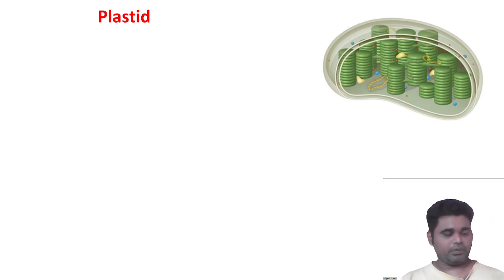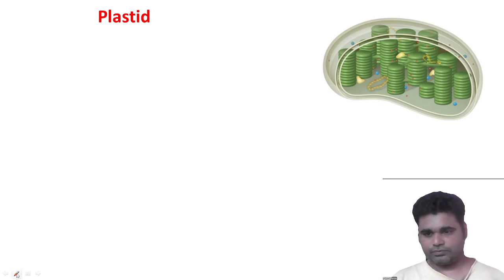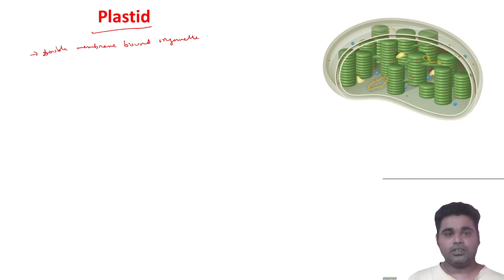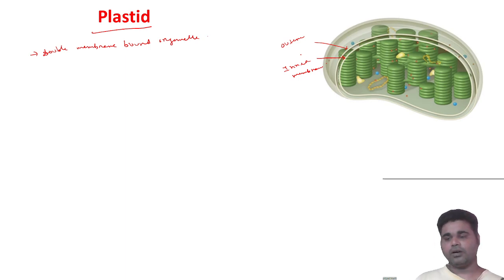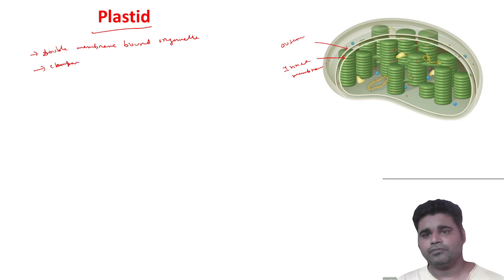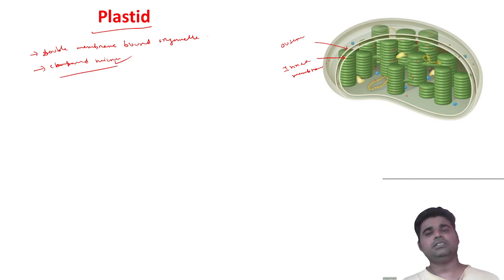So now come to the plastid. Come to the structure of the plastid. The plastid is also a double membrane bound organelle. That means it contains two membranes: one is called the outer membrane and another is called the inner membrane. So that's why the plastid is also called a double membrane bound structure. And the plastid can be easily observed in the compound microscope.